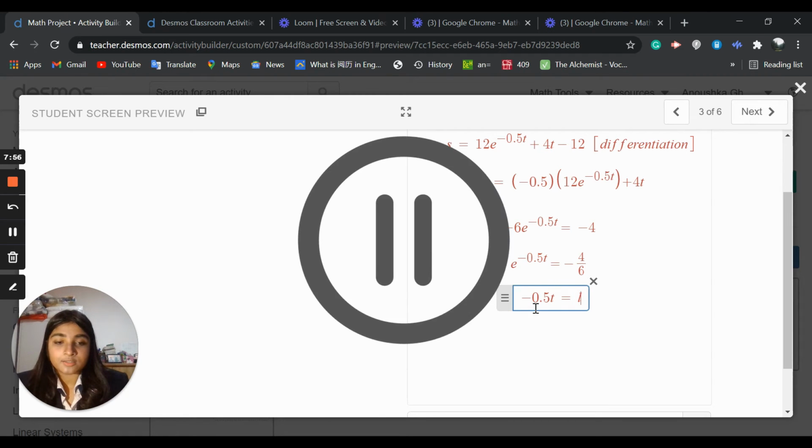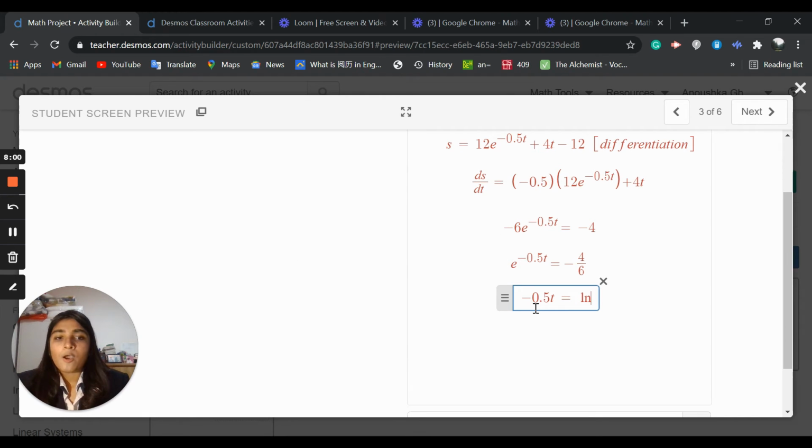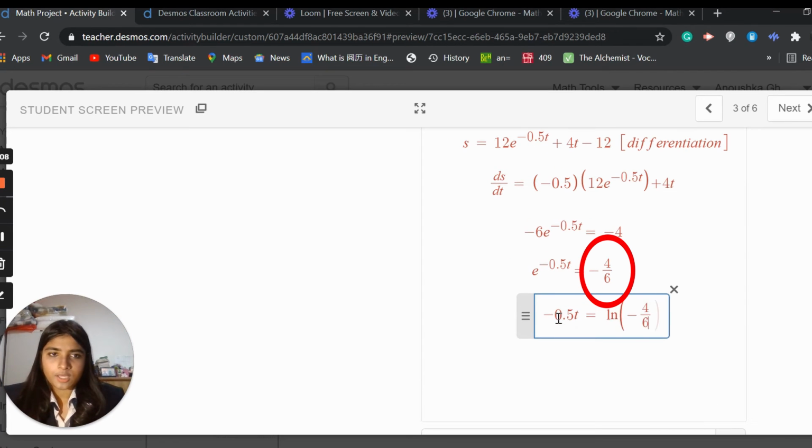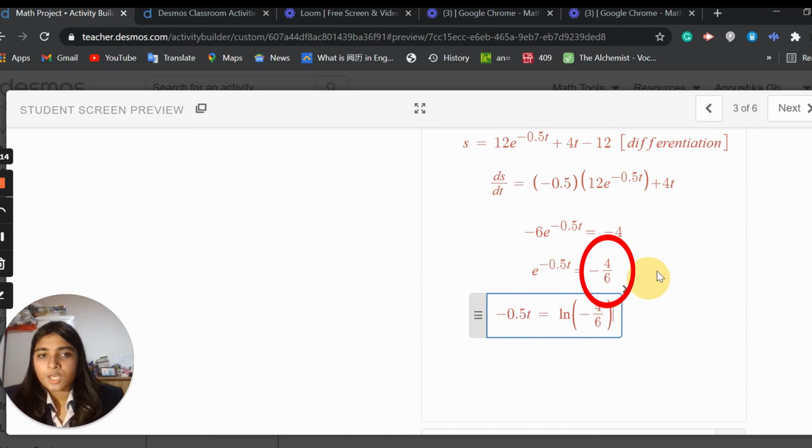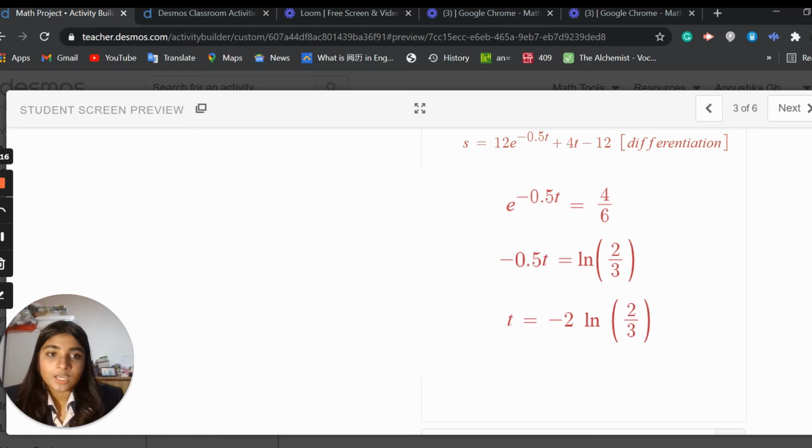And it appears that even the great Isaac Newton, who took over my math project, can still make mistakes. As you can see, his working shows that e to the power of negative 0.5t is equal to negative 4 over 6. But actually, negative 4 and negative 6 being simplified and divided would be 4 over 6, and then simplified would be 2 over 3.